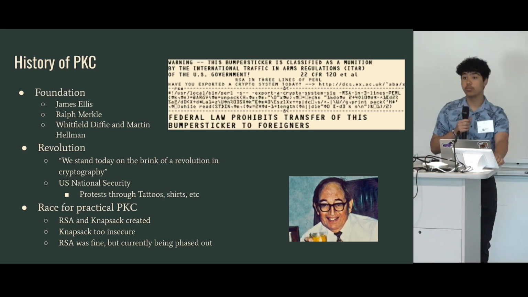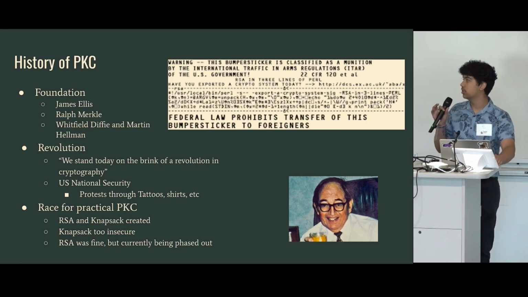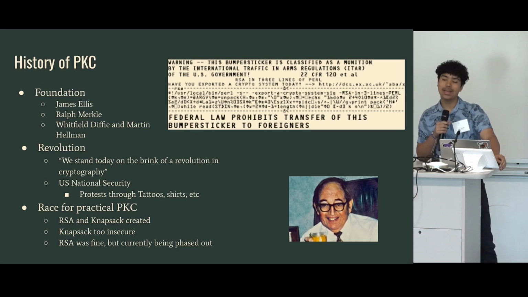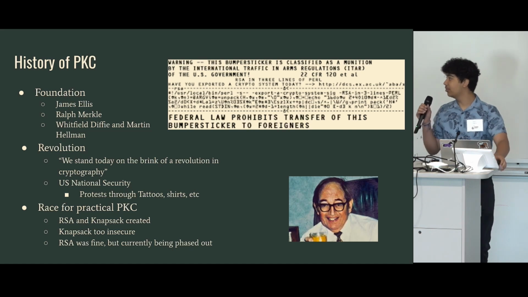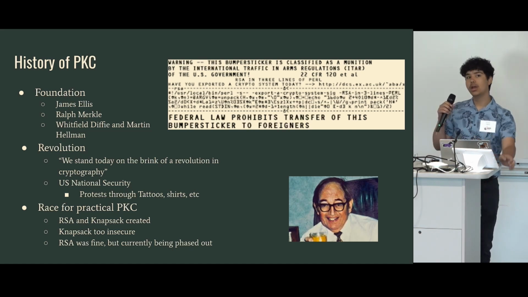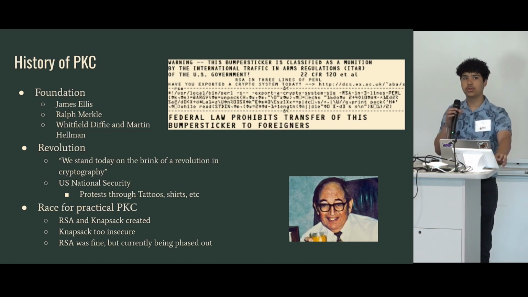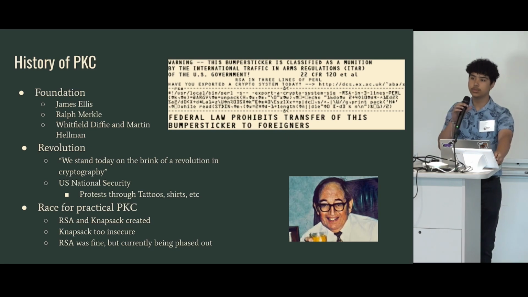The next person was Ralph Merkle, who was a student at UC Berkeley. He studied computer science, and although he was the first person to find it in public, he found it for his class. He released his paper in 1982, which was a couple of years after Diffie and Hellman released their paper. This was incredibly revolutionary, and I have a quote up here. They started their essay with, "We stand today at the brink of a revolution in cryptography."